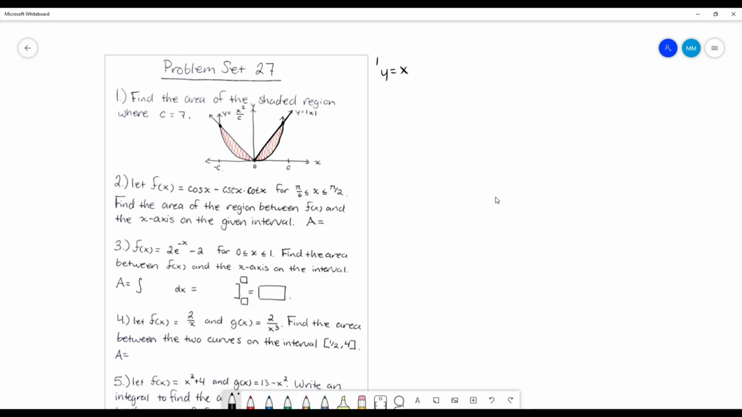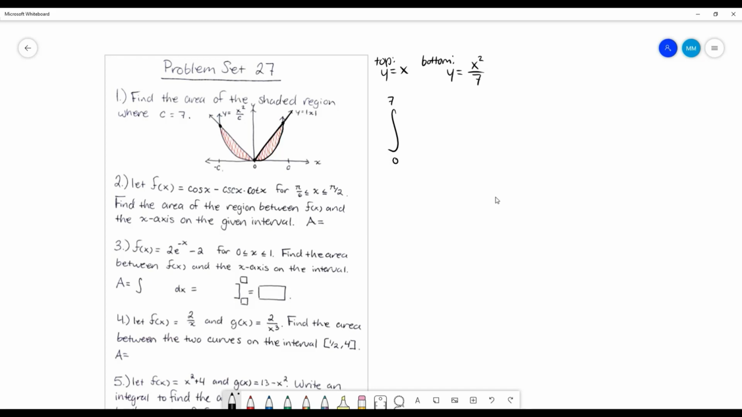So our top function is y equals x, and our bottom is y equals x squared over c, and we know c to be 7. From here, it's just a matter of setting up that integral. So we first see that they go up to this point c, which is 7. So it's going to be an integral from 0 to 7 because we're just evaluating this area here. And there's technically two ways I could write this.